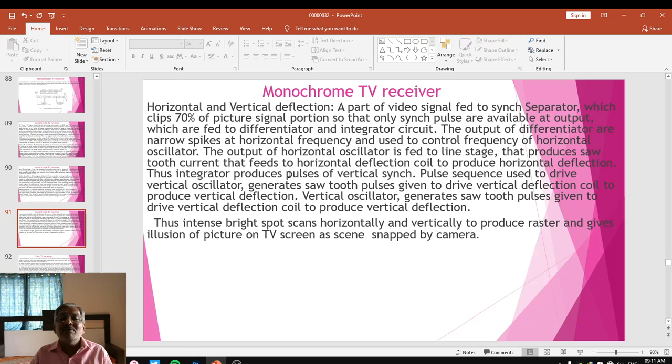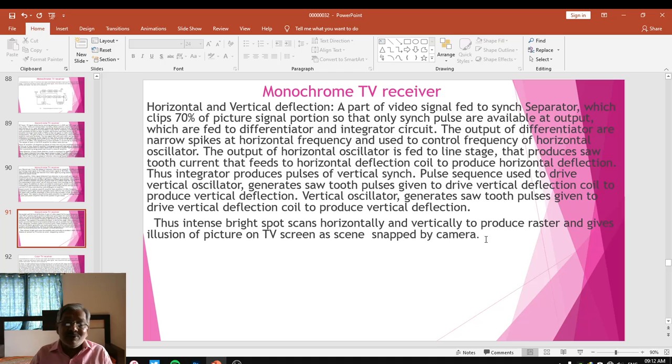Thus, the integrator produces the pulses of the vertical sync. The pulse sequence is used to drive the vertical oscillator, which generates sawtooth pulses given to drive the vertical deflection coil to produce the vertical deflection. Thus, an intense bright spot scans horizontally and vertically to produce the raster and gives the illusion of the picture on the television screen as seen and snapped by a camera.